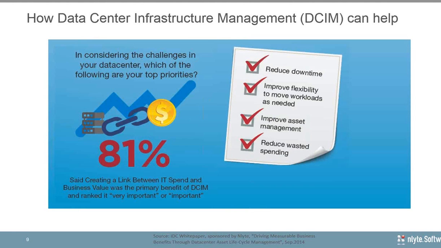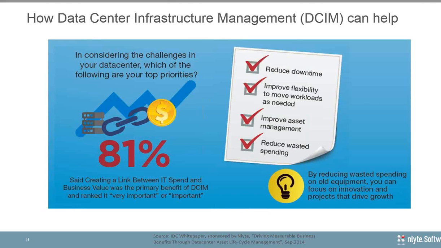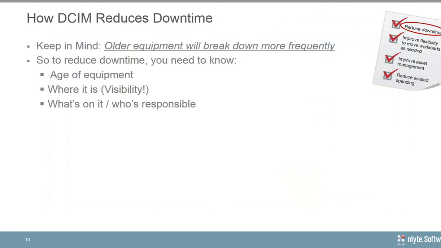I think this is very important for the CIO's office in particular. We'll get into that. Asset management was the thing that we started with. Technology refreshes is exactly that. It is asset management. And finally, reduce wasted spending, because you want you and your staff to not just be managing old equipment. You want to be doing value-added items in the data center, like launching new initiatives. So let's get into each of these.